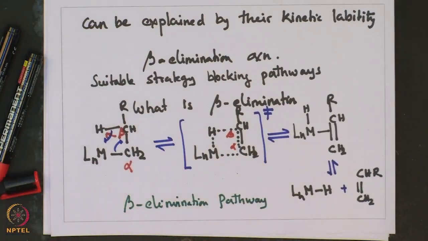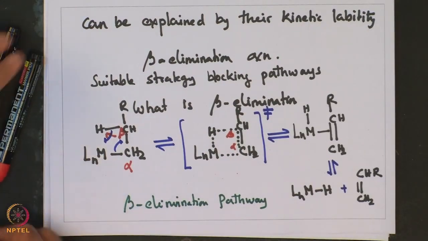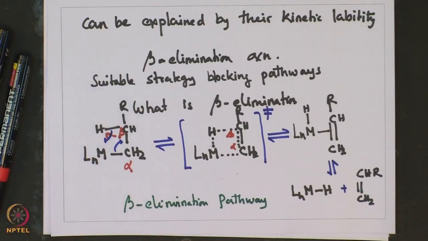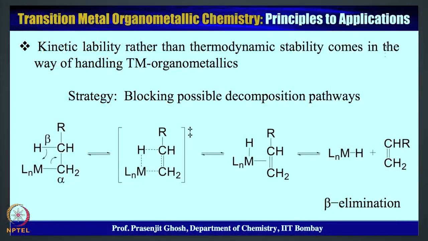Beta elimination pathway is present in many transition metal alkyl complexes that contain beta hydrogen and which leads to decomposition of many transition metal alkyl complexes giving metal hydride and olefin, and hence results in instability of transition metal sigma alkyl complexes.